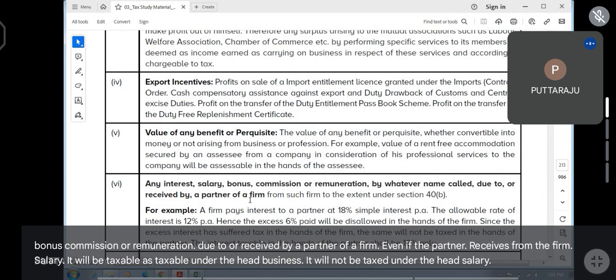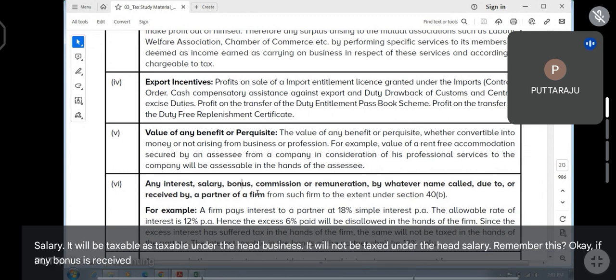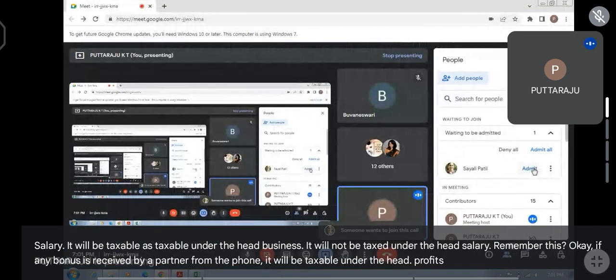Remember this. Okay. If any bonus is received by a partner from the firm, it will be taxable under the head profits and gains of business or profession.